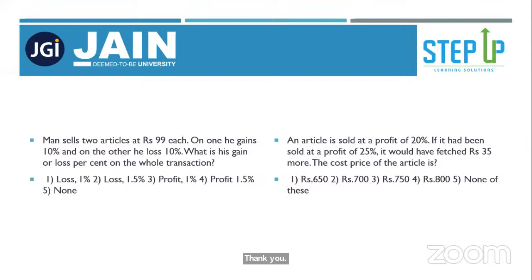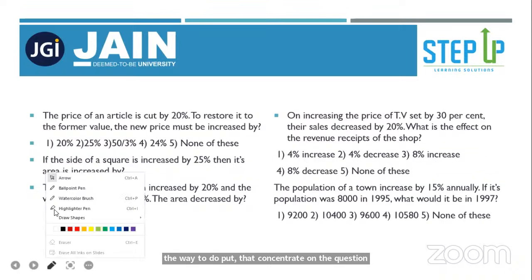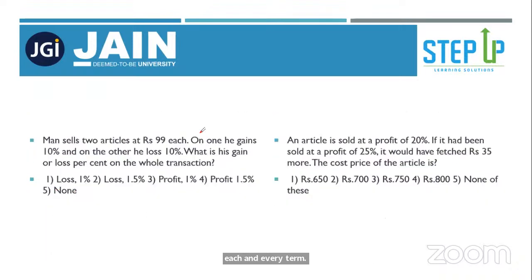Read the questions carefully. The concepts are same, but the way to do could differ. Concentrate on the question, with each and every term. So you have a term called here each. There are two items. He gains 10% for the first item, the other one he loses 10%.